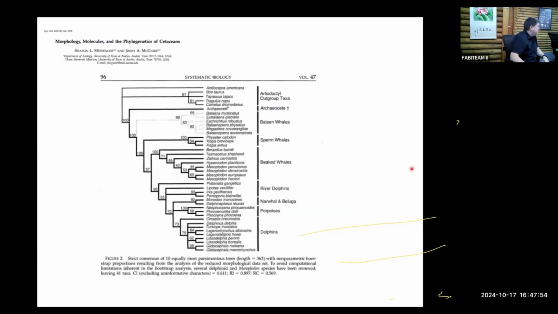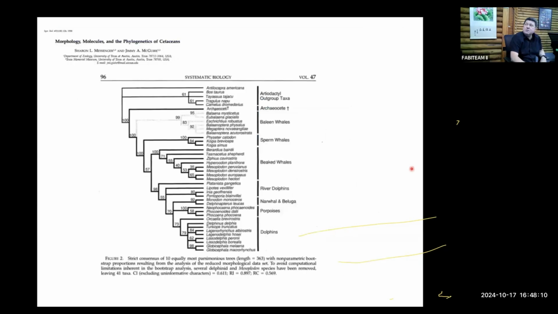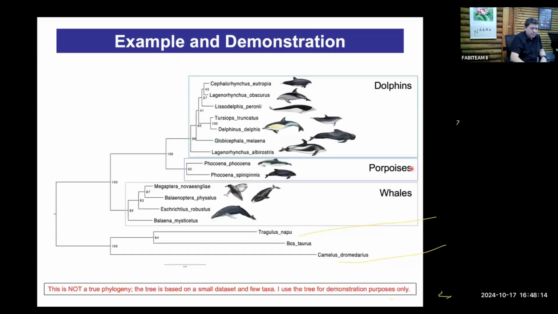Okay, so we will now move to the demonstration. So these are just the clarification of terms and explanation of interpretation of trees. If there are questions that you want us to deal with now, we can do that. And then we will go to examples and demonstration.